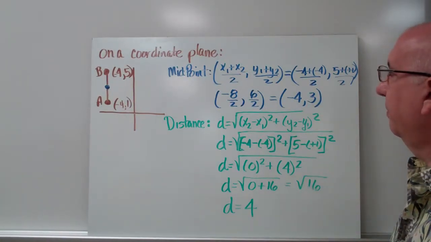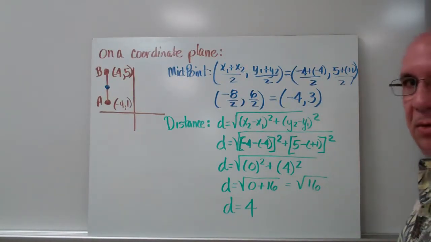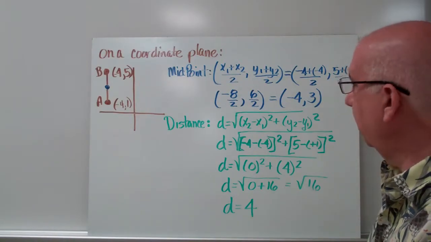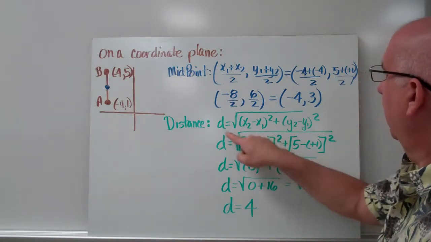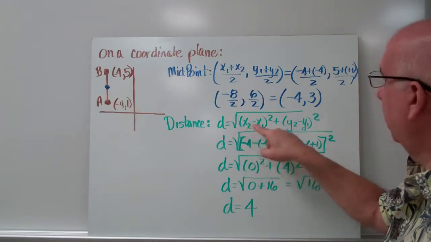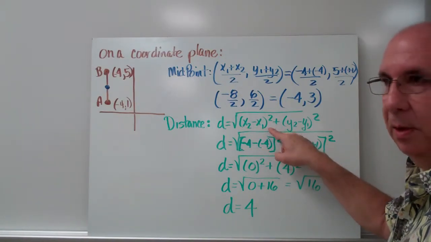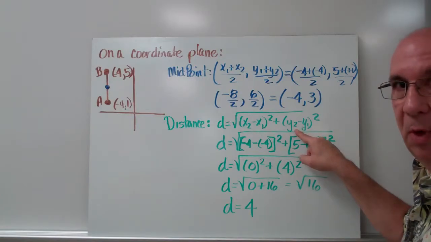My midpoint, the one in blue over here, is the coordinate where x is -4 and y is 3. To find the distance, I use the distance formula, which we learned in the previous lesson. Distance is equal to the square root of the differences of the x's squared plus the differences of the y's squared.